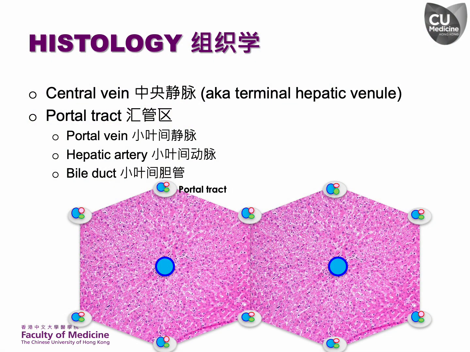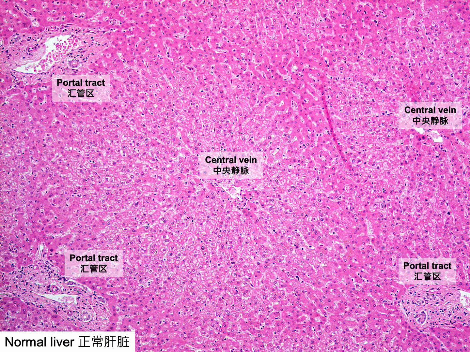Central veins and portal tracts are important histological landmarks of the liver. The arrangement of these structures provides a framework for understanding liver architecture. This histological photo shows two central veins and their adjacent portal tracts. They are evenly distributed, which indicates a preserved hepatic architecture.